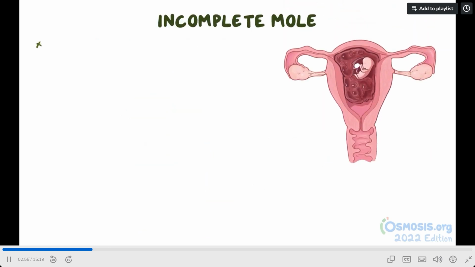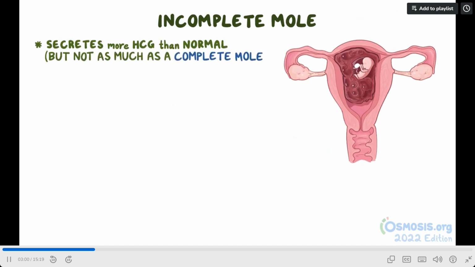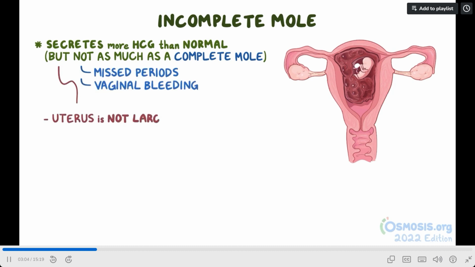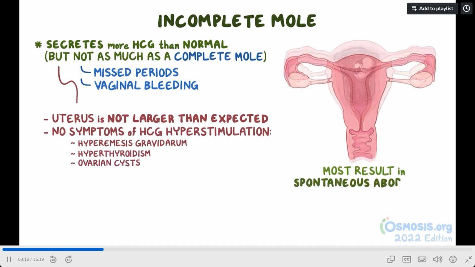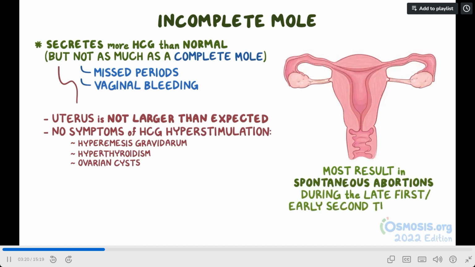An incomplete mole also secretes more HCG than normal, but not quite as much as a complete mole. So while missed periods and vaginal bleeding may be present, the uterus is not larger than expected for gestational age, and there aren't symptoms of HCG hyperstimulation like hyperemesis gravidarum, hyperthyroidism, or ovarian cysts. Most incomplete moles result in spontaneous abortions during the late first or early second trimester, and the diagnosis is made based on the examination of uterine evacuation contents.